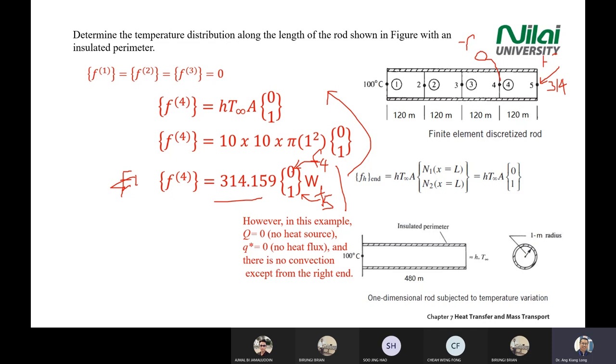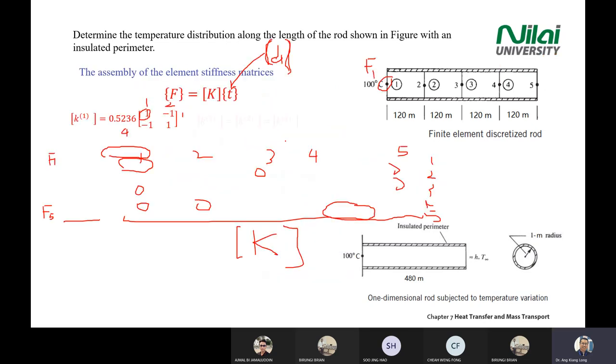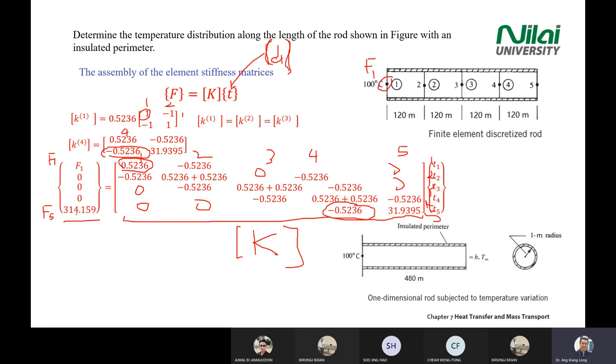So again, what is meant by this location? This matrix means point number 1 at element 4, so it means number 4 here. This one means point number 5. So that's why there are two numbers inside this matrix here. So that's why there is a 314 point something for force number 5.